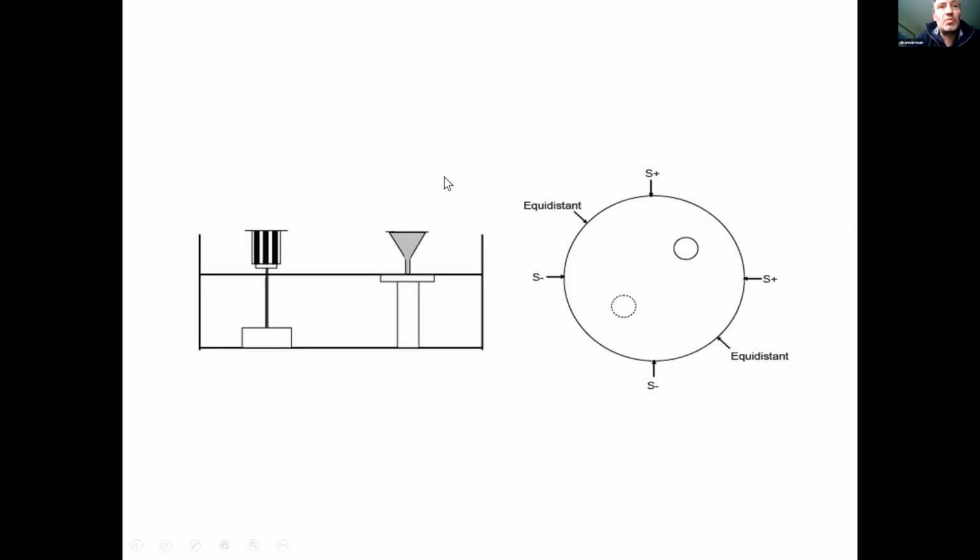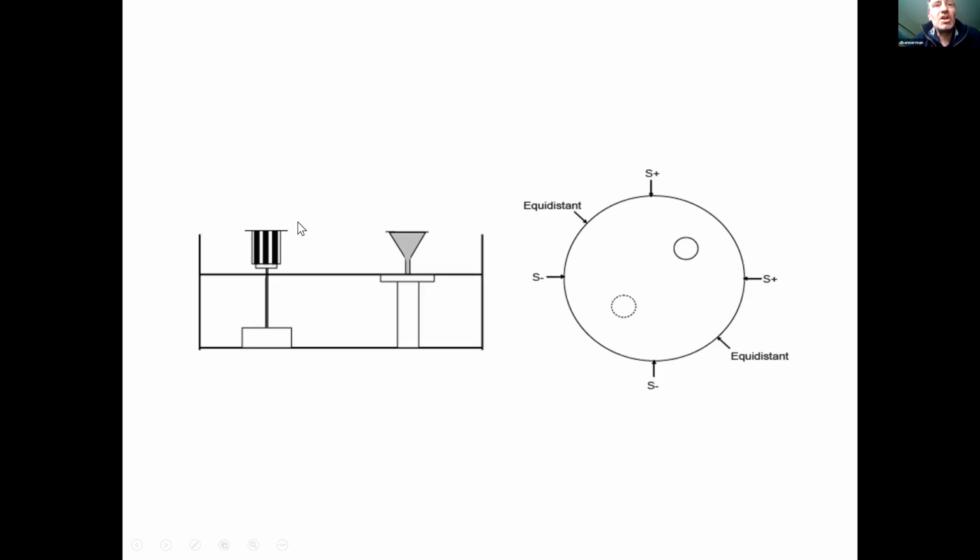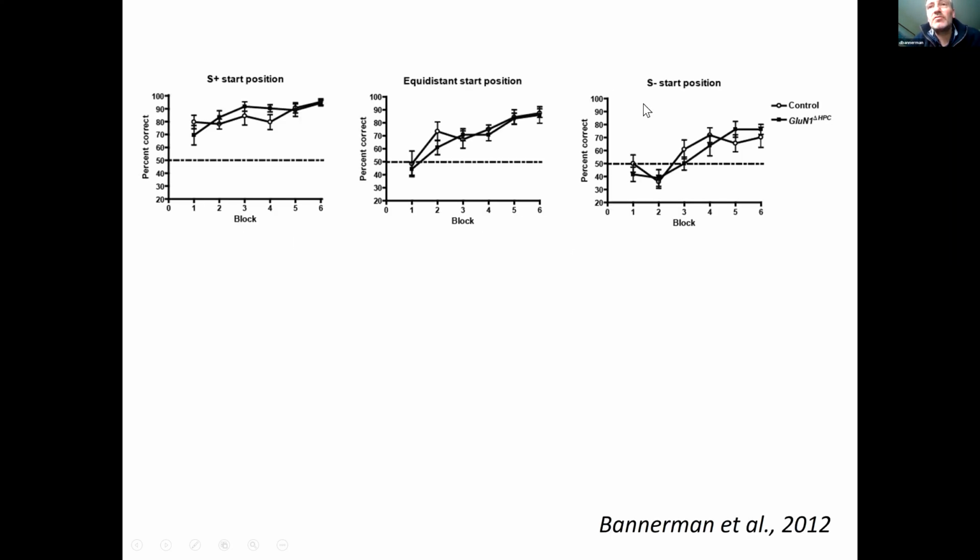As a control study, we ran a visual discrimination with two now visually distinct beacons, so a black and white cylinder and a gray funnel. Ran this task in exactly the same way, and now we found no impairment whatsoever, even on those S- start trials. So even when we started them close to the wrong beacon, now the knockouts were every bit as good as the controls at swimming to the correct beacon and getting out of the water.